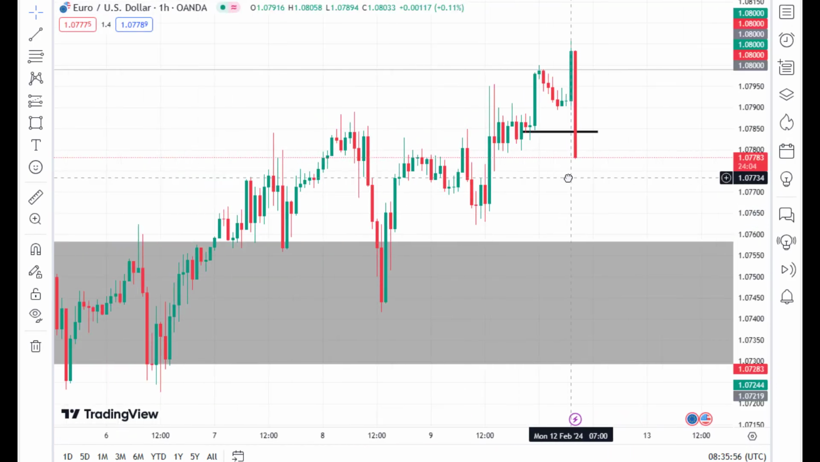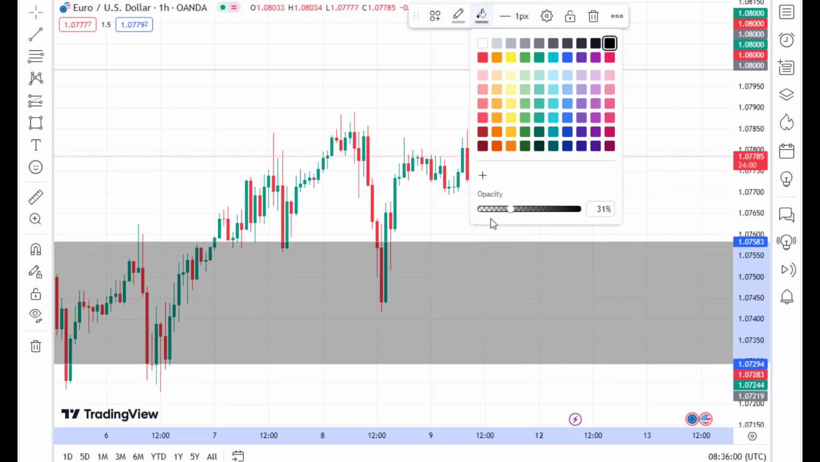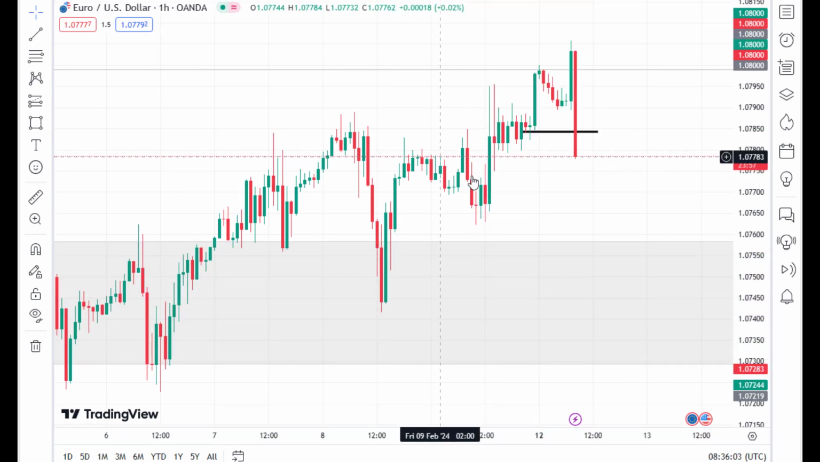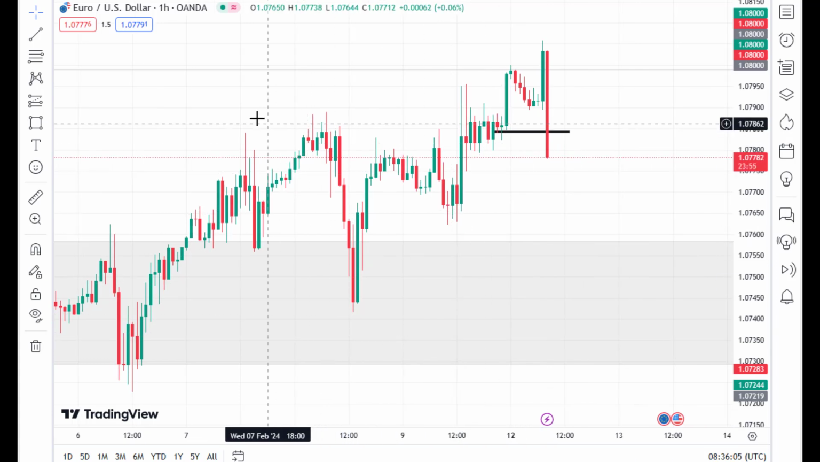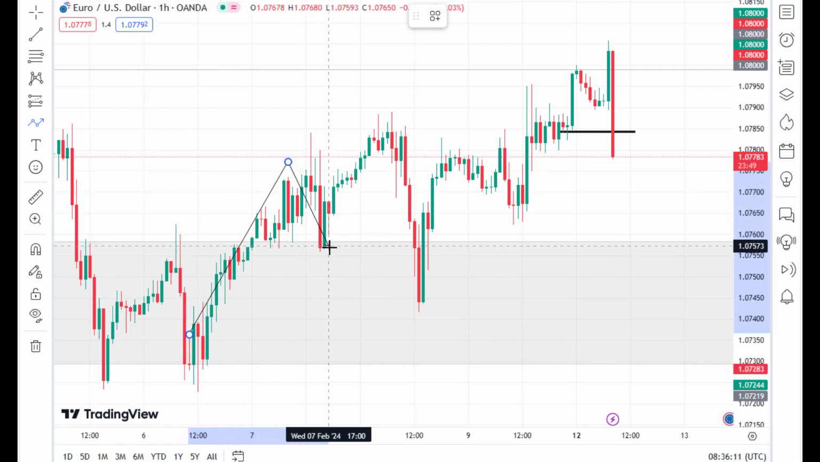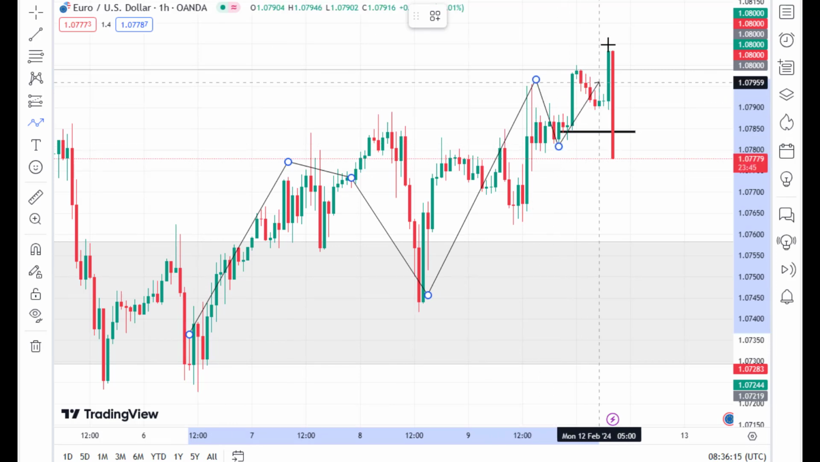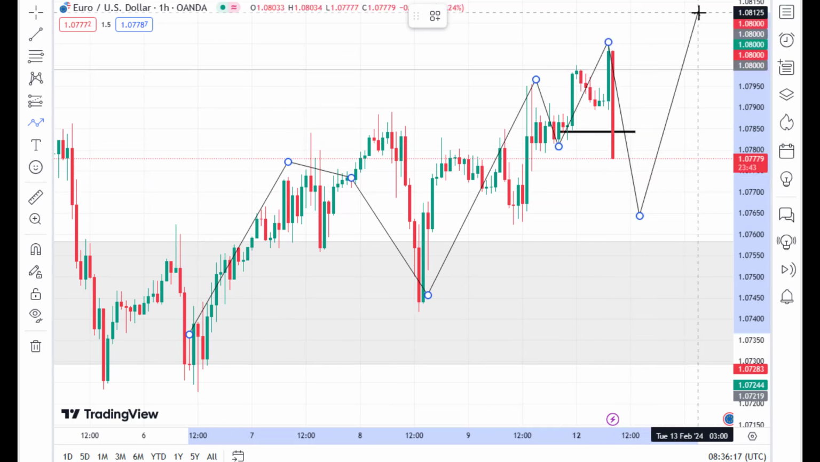Now if you go to the H1 time frame, let's just reduce the intensity of this. If you look at it very well, you are going to see that price is creating higher highs in a smaller time frame. That's the H1. So you can see this series of highs, lows, highs, highs. So that's the next possibility.